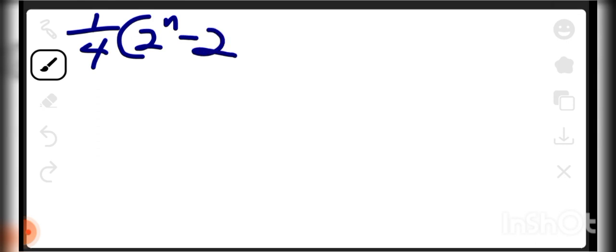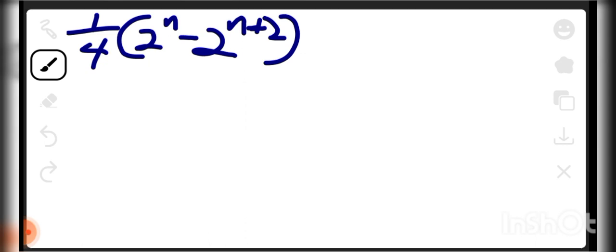All right, students, let's look at this question. If I have 1 over 4 times 2 raised to power n minus 2 raised to power n plus 2, what will be the simplification form answer to this question? If I want to simplify this now, what am I going to have?